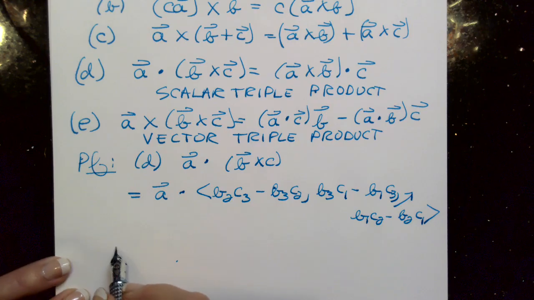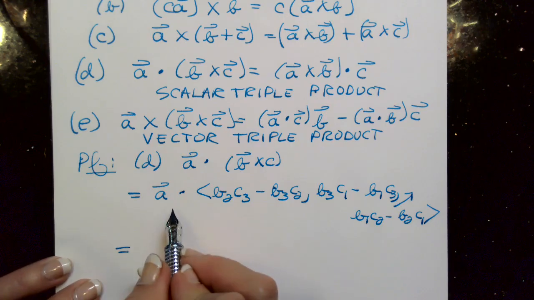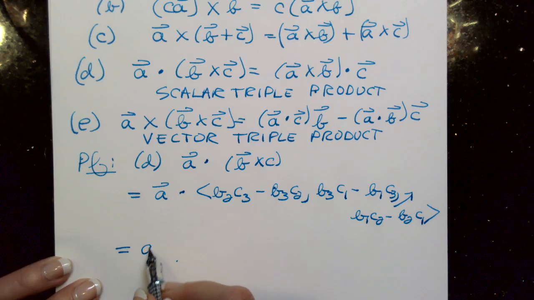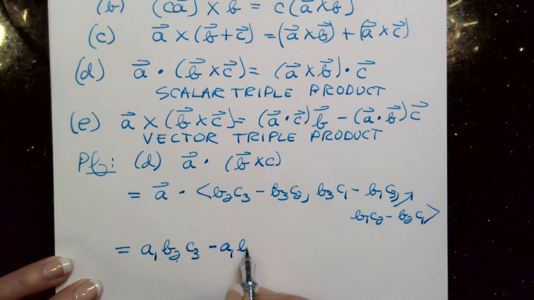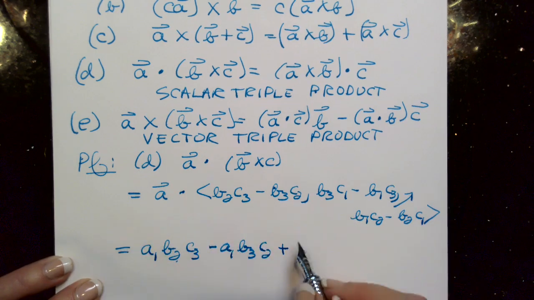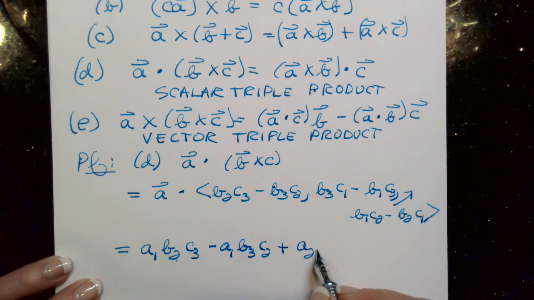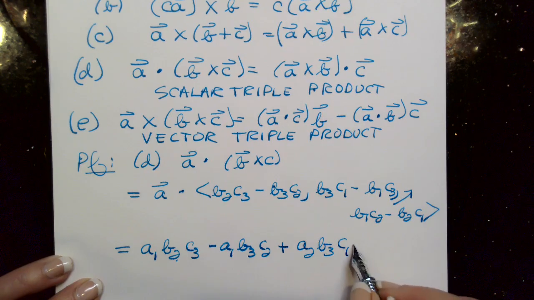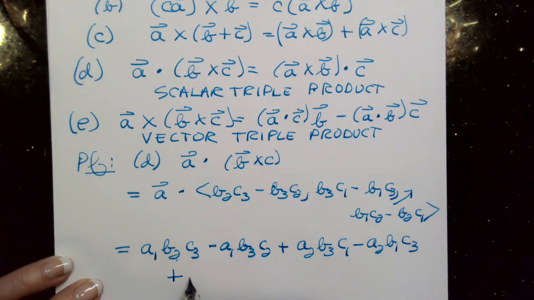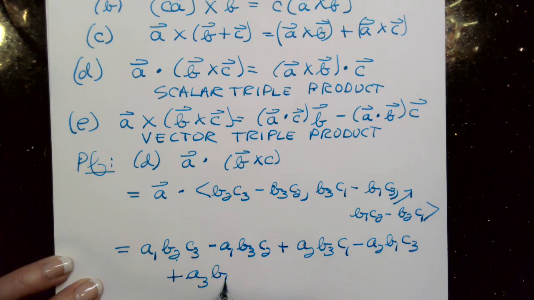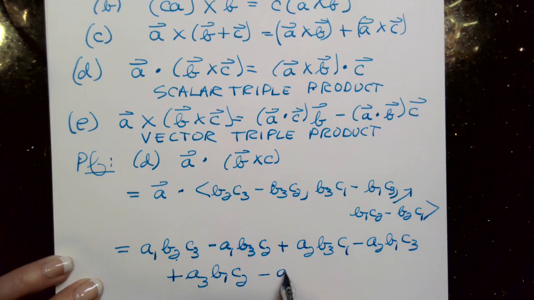Now when I take the dot product with A, which is A1, A2, A3, what do I get? I get A1 B2 C3 minus A1 B3 C2 plus, now the second component is A2, so that's A2 B3 C1 minus A2 B1 C3. And the third component of A is A3, so I get a plus A3 B1 C2 minus A3 B2 C1.